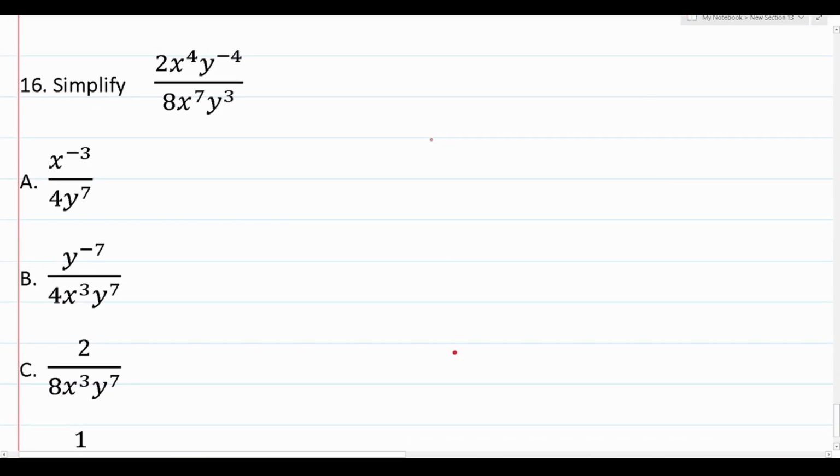All right, so let's look at number 16 now. As we can see, it says 2x to the 4th, y to the negative 4th, over 8x to the 7th, y to the negative 3. And we want to simplify this. So to start, I'm going to copy this down to the left. We have 2x to the 4th, y to the negative 4th, over 8x to the 7th, y to the 3rd.